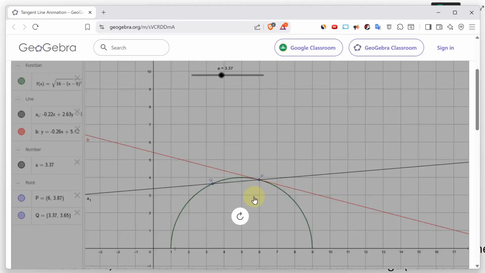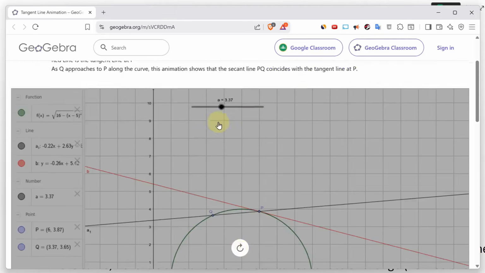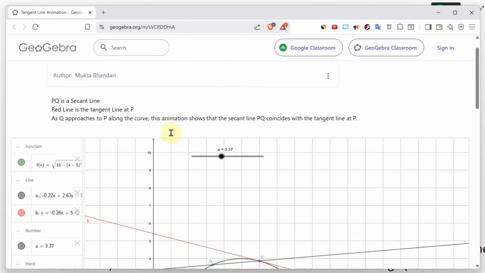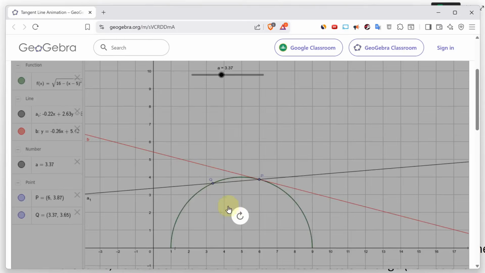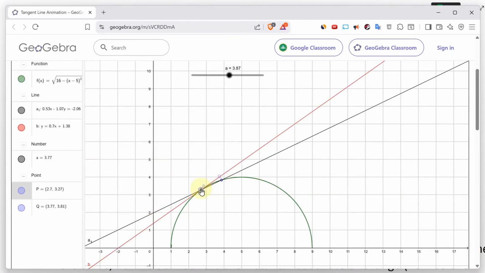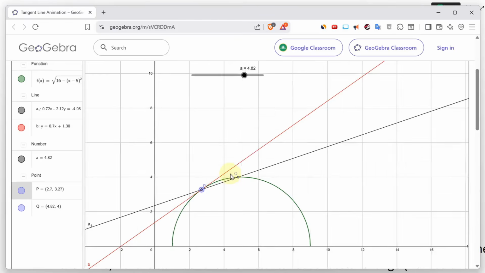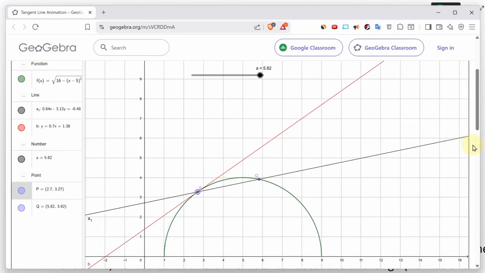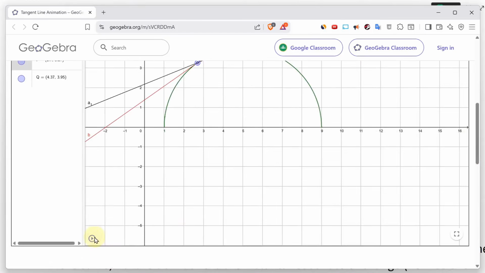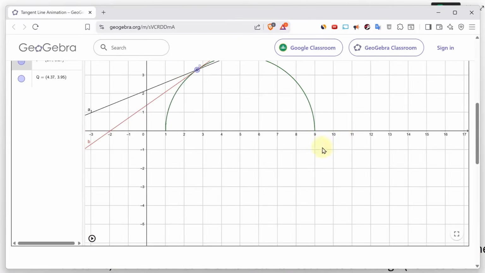So here's the GeoGebra. Someone made this animation, and I'll read the name out. This is by Mukta Badari. Apologies if I pronounced it wrong. So here is an animation. This is the point P, but they have Q on the opposite side. I'm just going to move this over. I'll move P here just so it matches ours. And I'm going to pause this. I don't want to play the animation actually. Okay, and now we can scroll up.